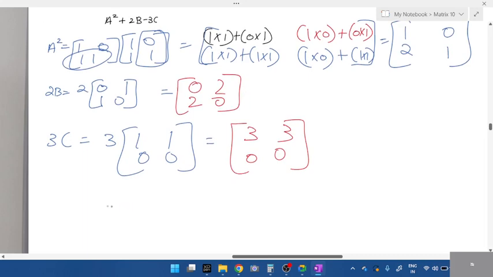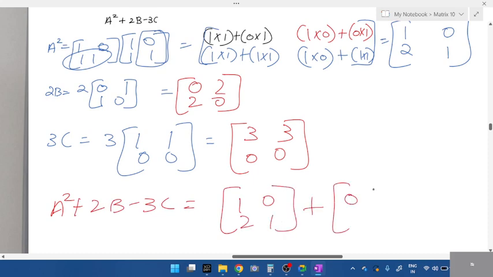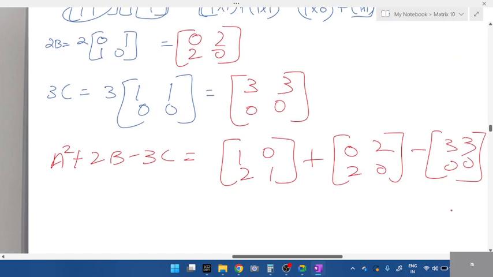Take the main question, students. Then you can arrange it in order. A square plus 2B minus 3C. Take A square matrix. We got 1, 0, 2, 1 plus 0, 2, 2, 0 minus 3, 3, 0, 0. Then complete it in one single step.